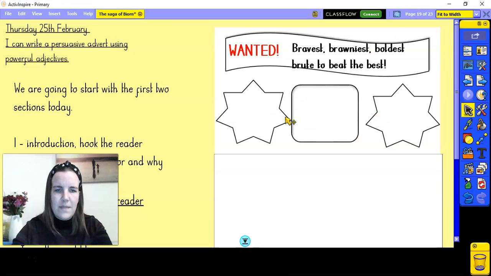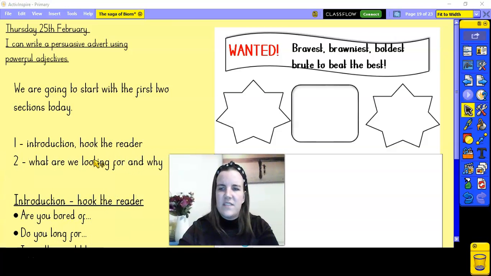So I'm going to be leaving those empty for now because I want to move into my writing. Okay, so I want to think about those two paragraphs. And as you can see here, I've said that we're just going to be thinking about two today. We're going to be thinking about the introduction to hook the reader and what the job is and why we're looking for this person to apply.